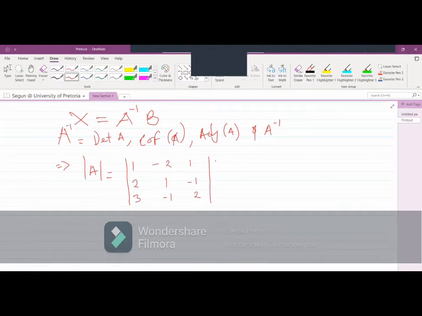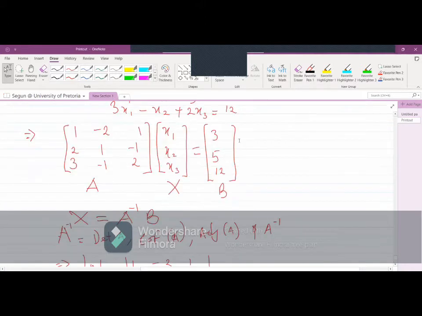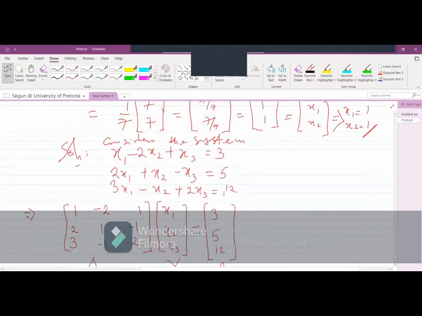Yes, sir. Please, can you re-explain how we get our B? No, B is there. We don't calculate it. It's the one that is equal to. They are your constants.